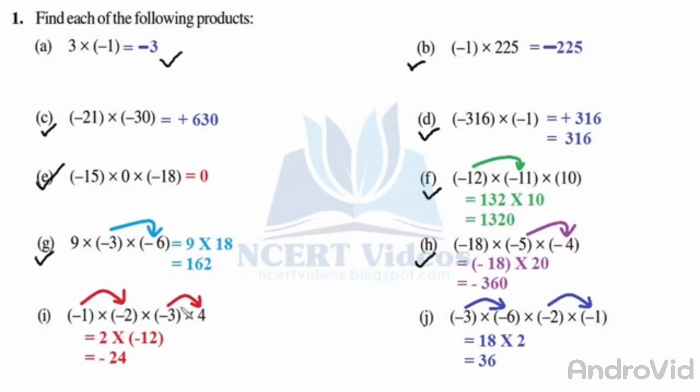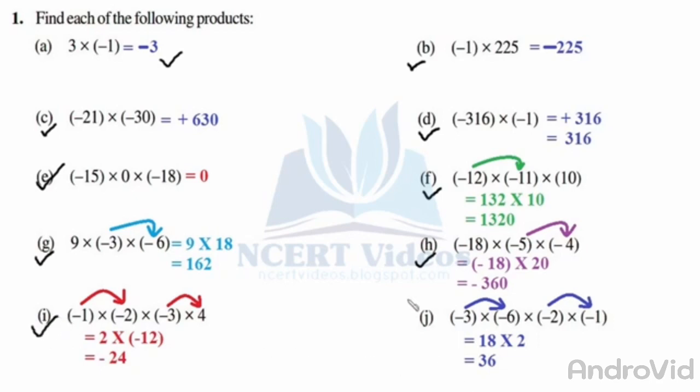I part. Here we will multiply in pairs. First we will multiply minus 1 into minus 2, which gives you 2, and here 4 3s are 12, plus minus is minus, therefore we write minus 12. You write it in bracket so that it becomes easy to solve. So 12 2s are 24, plus minus is minus, therefore minus 24 is your answer for I part.